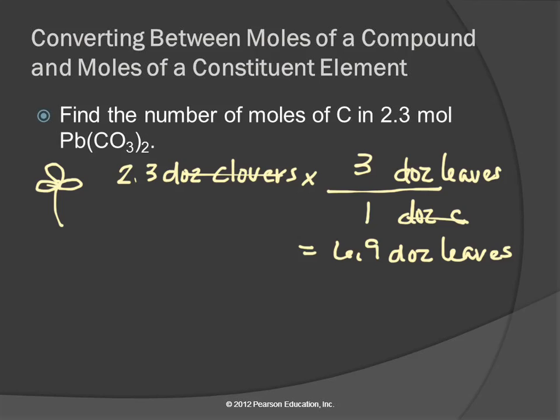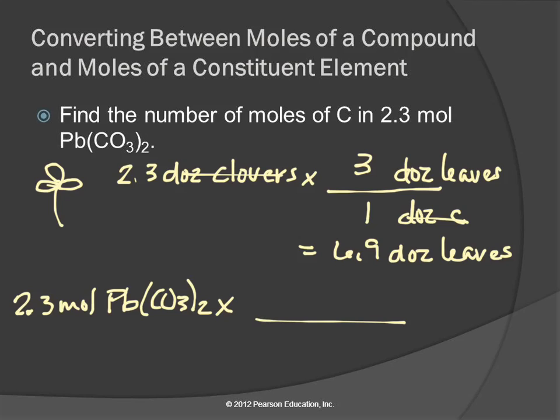So here we've got 2.3 moles of lead 2 carbonate. And we want to know moles of carbon. That means we have to divide by moles of the whole thing. This is the unit I'm starting with. I want that to cancel out. Find the number of moles of carbon is what I'm looking for.